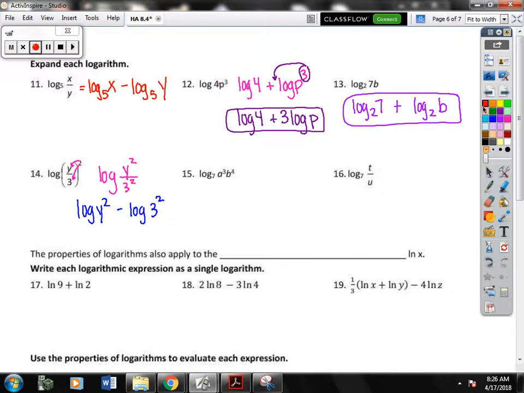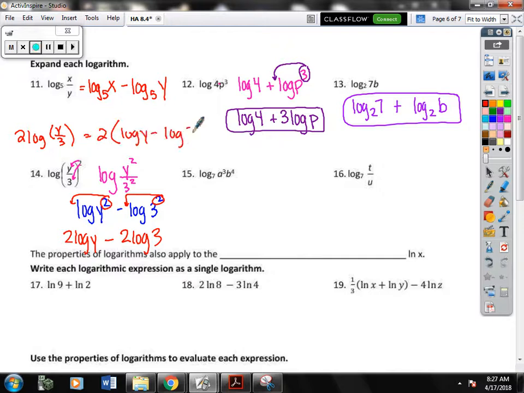And then we'll use the power rule to move our exponents out front. So this will become 2 log y minus 2 log 3. Now if you were to not distribute to begin with, you would end up with 2 log of y divided by 3, and then this would be 2 log y minus log 3. And then you would have to kind of distribute that 2 out. So it's kind of easier to do first.